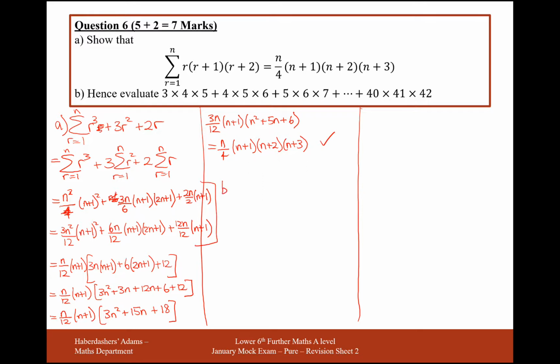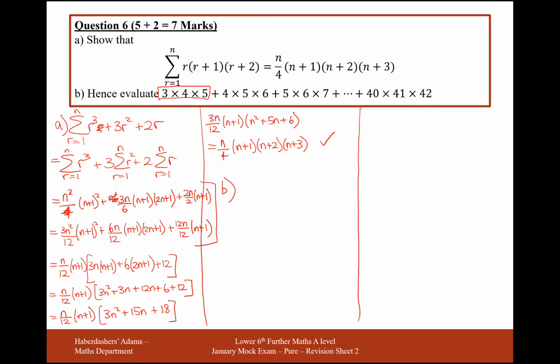Part B asks us to evaluate 3 times 4 times 5, add 4 times 5 times 6, add 5 times 6 times 7, all the way up to 40 times 41 times 42. Now, I don't know why they would have asked us this unless we were expected to use part A in this calculation here. So, just from looking at this first part here, if I can match up this expression here with my summation, then that would be great.